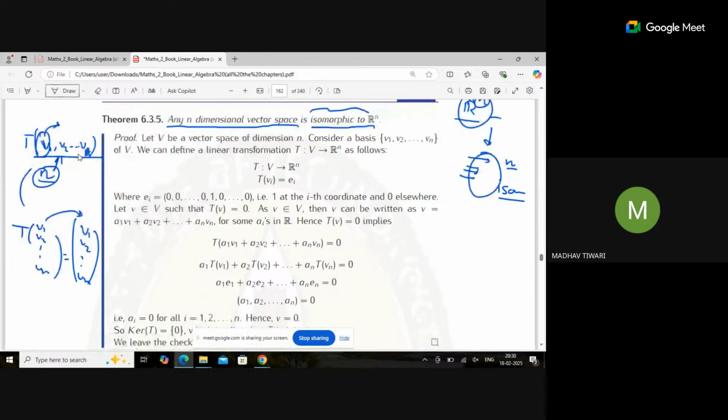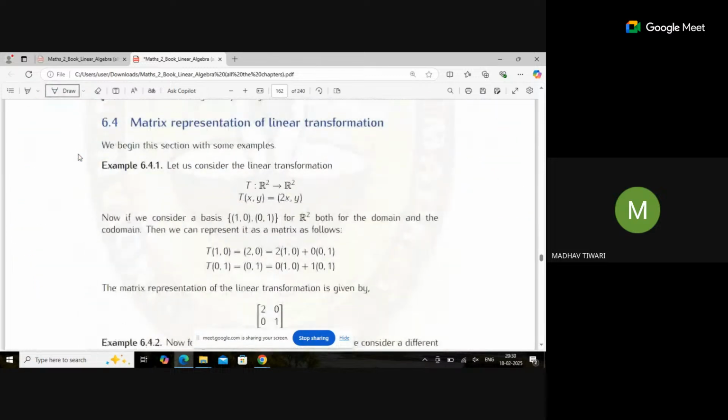Okay, let's move on to matrix representation. If we want to do it, how do we do this? We consider a basis first. I want to represent a transformation as a matrix, so how can I represent this? I require a basis for my domain vector space and for the codomain. They are considering the standard basis in this example.